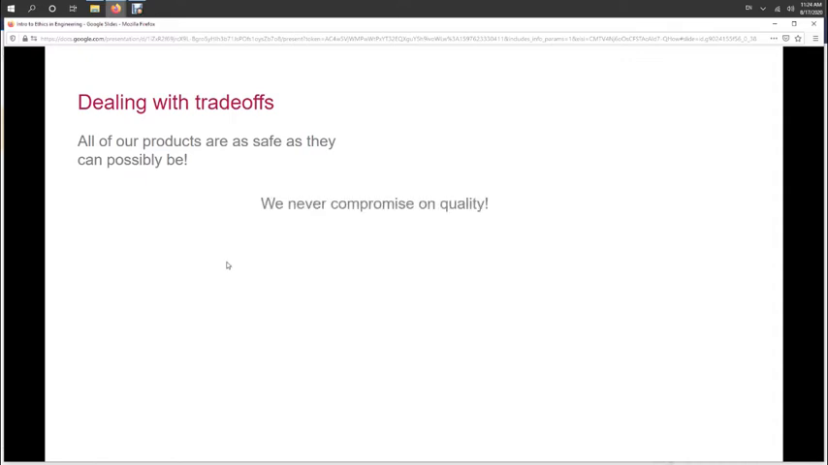Dealing with trade-offs. That's something else that's often faced in ethical situations. You may have heard companies say some things like, all of our products are as safe as they can possibly be. Or they may say, we never compromise on quality. Unless we have to.